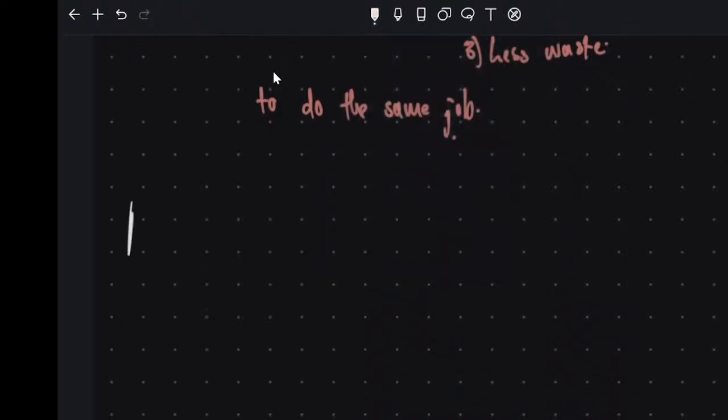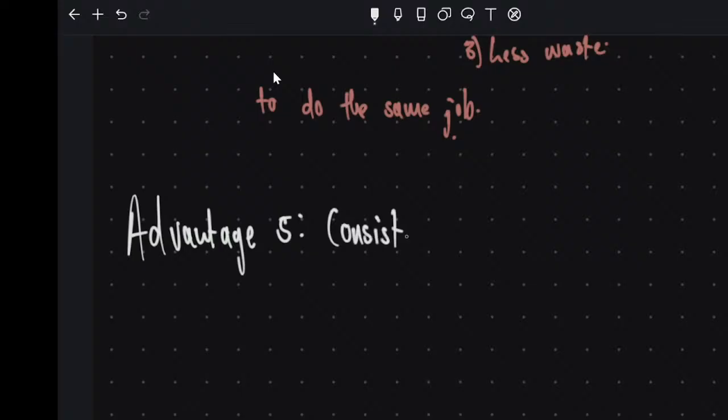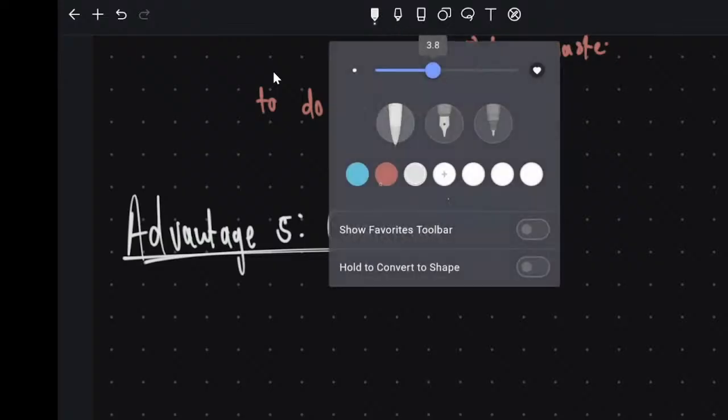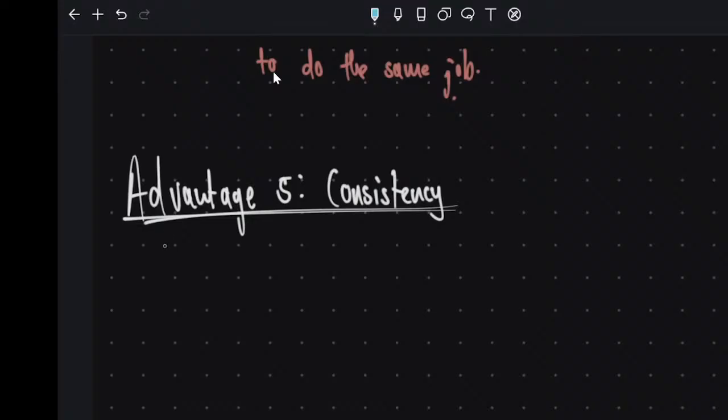Then advantage number 5 is consistency. This is why we love automated systems. Consistency.